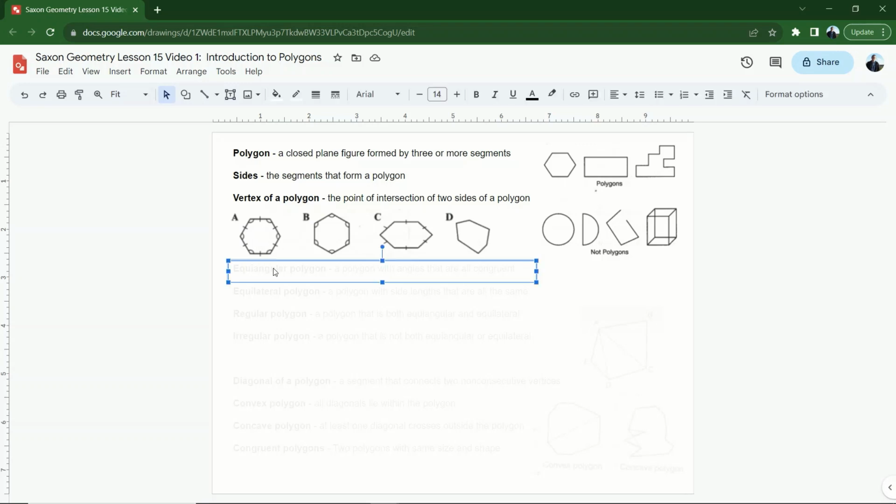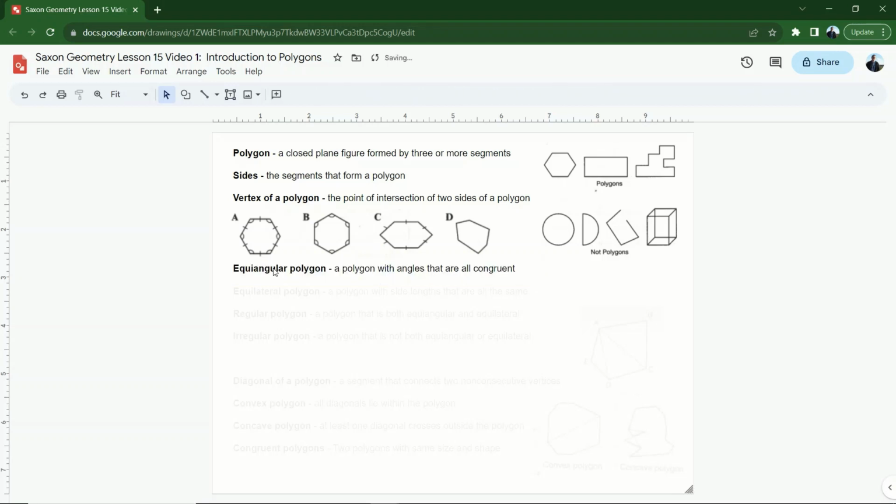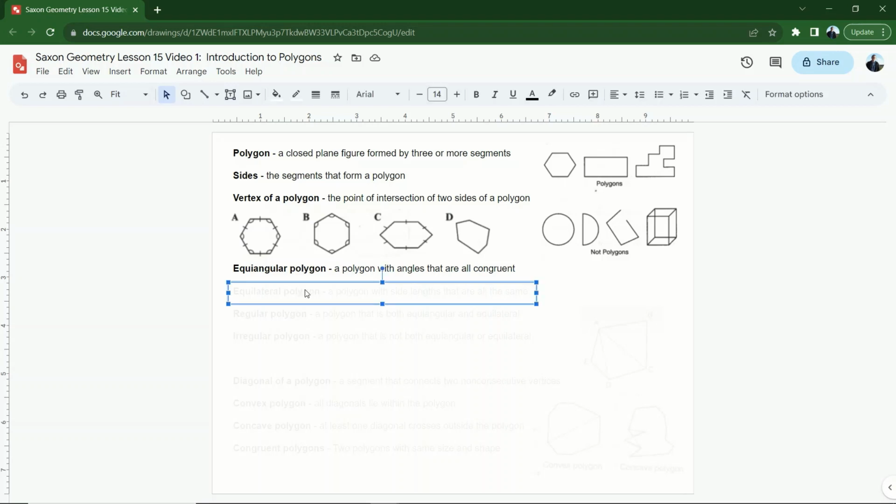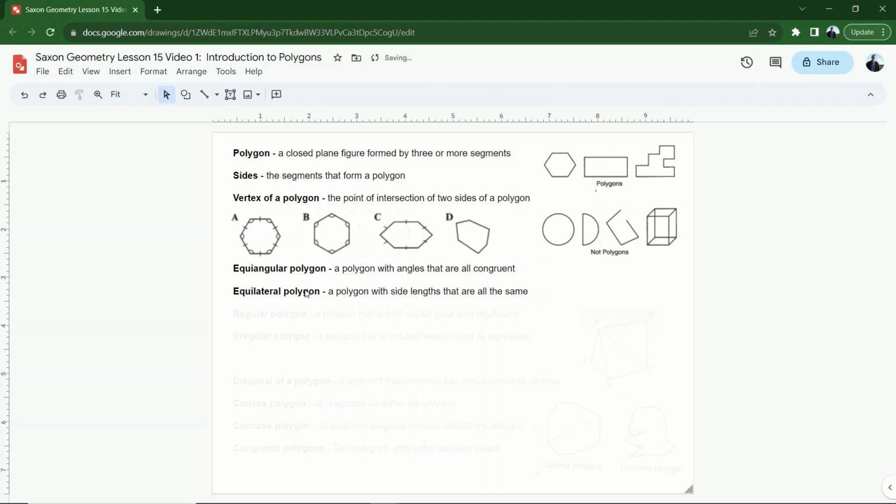Now, we have special names for different kinds of polygons. We're going to classify them by whether their sides or their angles, or both, are congruent. First of all, an equiangular polygon is one that has angles that are all congruent. Notice that in letter A, all of the angles around the outside are congruent. The same is true of letter B. Now, when I define the next one, you're going to say, wait a second, is that the same thing as equiangular? If a polygon is equiangular, isn't it also equilateral? We'll talk about that in a second. An equilateral polygon is one that has side lengths that are all the same. So the sides are all congruent.